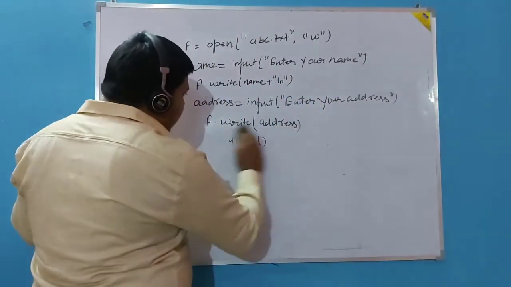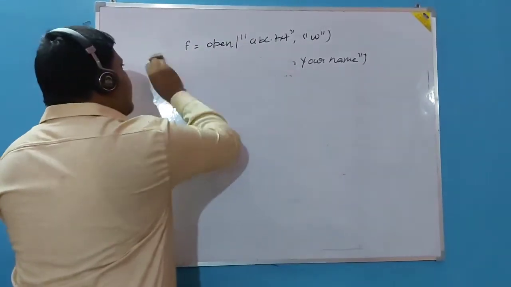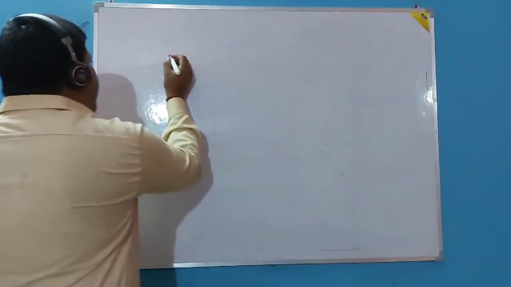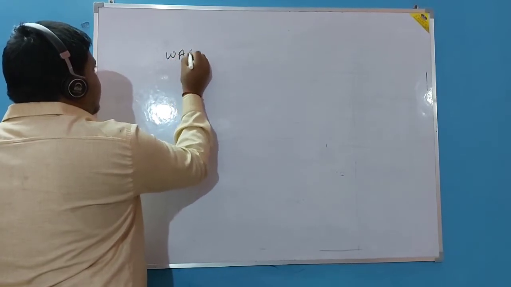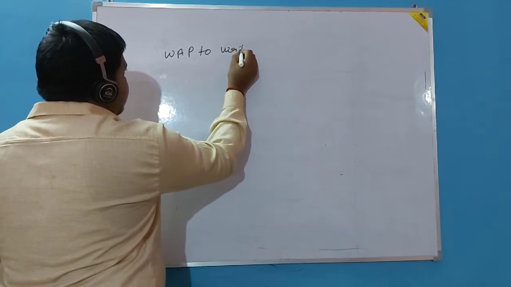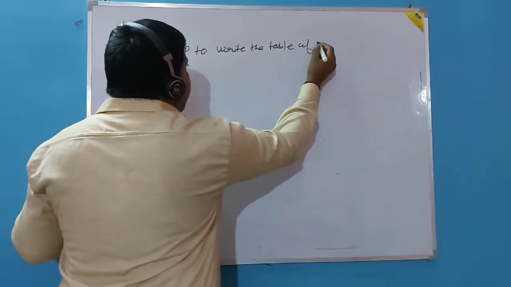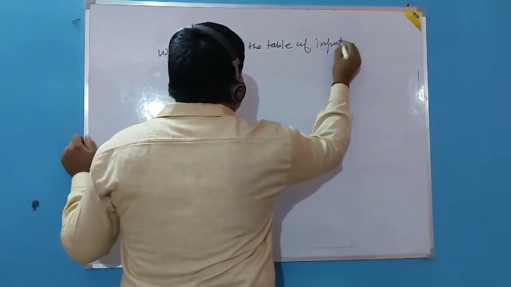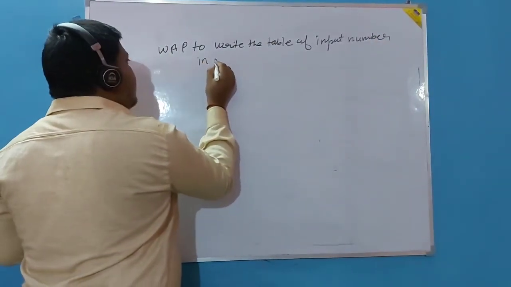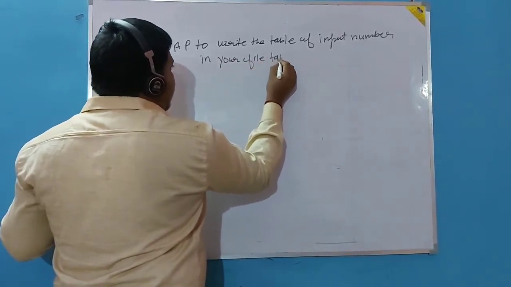Now look here, I am going to make one program. In this program, what we will do, I will show you. Write a program to write the table of an input number in your file table.txt.